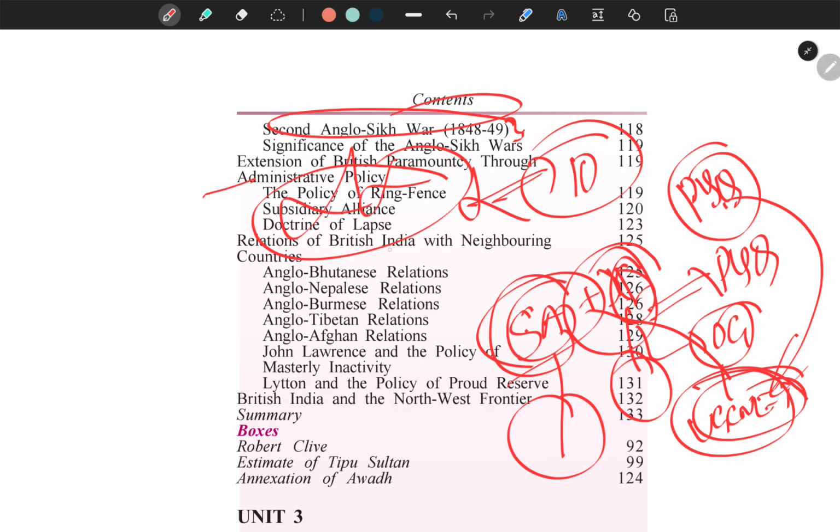Then relationship of British India with the neighboring countries, not that much important. Don't worry, not that much important. Yes, Lytton and Ripon. I will speak about these people. These viceroys are very important. I will speak in the next class.